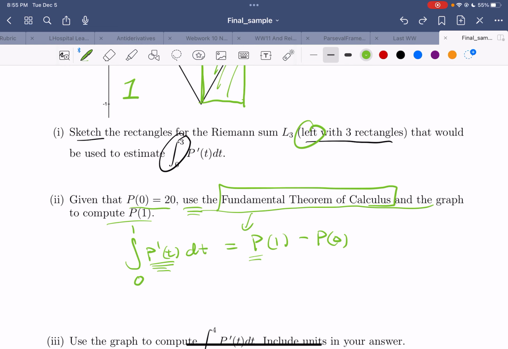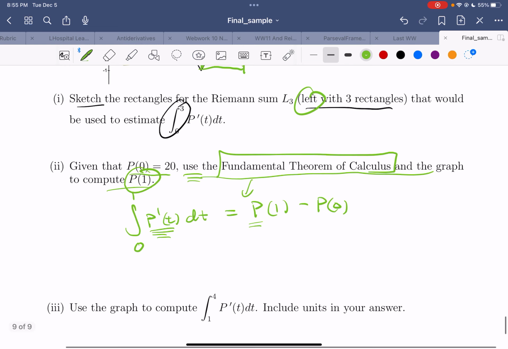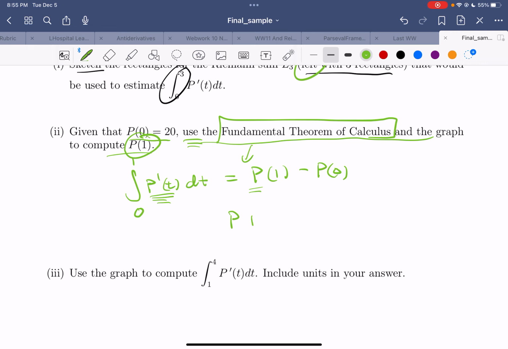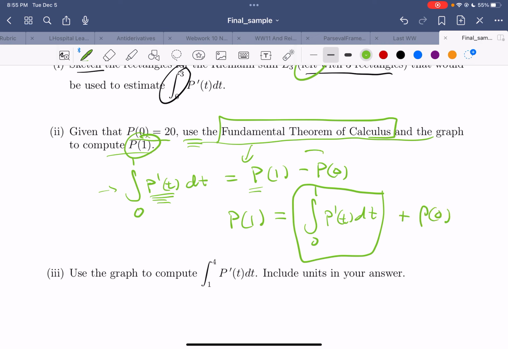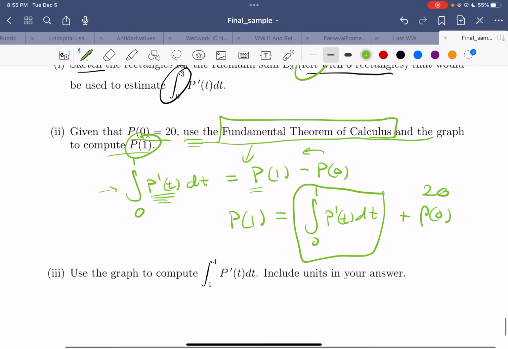So we're trying to find p of 1. So let's solve for p of 1. P of 1 is equal to this integral here, the integral from 0 to 1 of p prime of t dt, which is a number that we have to figure out, plus p of 0. I move this over to the other side, and I get p of 1 alone. P of 0, by the way, is 20. That's a number that we know. Fine. So let's figure out this number.